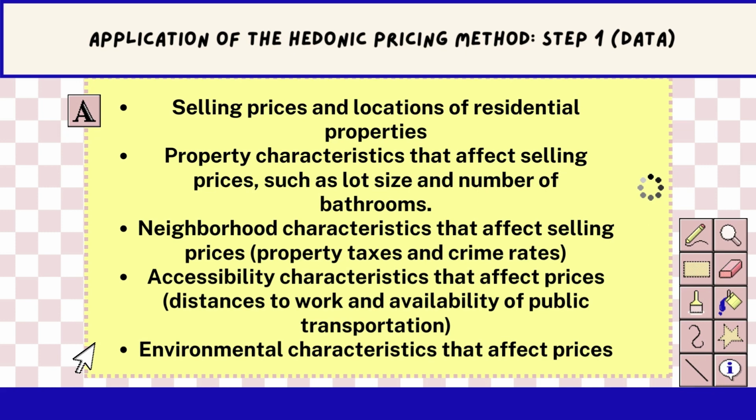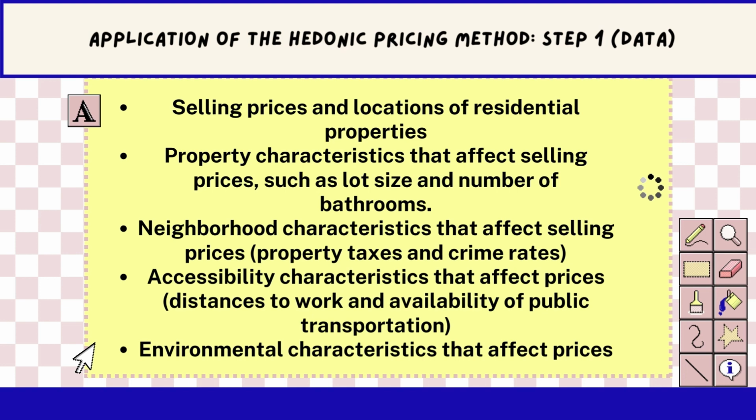Application of the hedonic pricing method. Step 1. The first step is to collect data on residential property sales in the region for a specific time period, usually 1 year. The required data include selling prices and locations of residential properties, property characteristics that affect selling prices, such as lot size, number and size of rooms, and number of bathrooms, neighborhood characteristics that affect selling prices, such as property taxes, crime rates, and quality of schools, accessibility characteristics that affect prices, such as distances to work and shopping centers, and availability of public transportation, and environmental characteristics that affect prices.